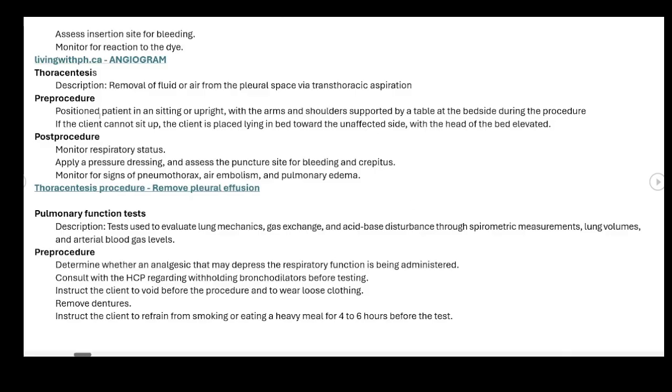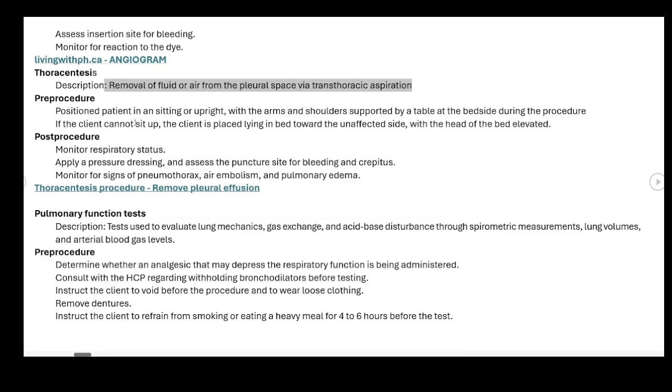Now, the next one I'm going to talk about is thoracentesis. So when we talk of thoracentesis, it is the removal of fluid or air from the pleural space. That's all that thoracentesis is all about.